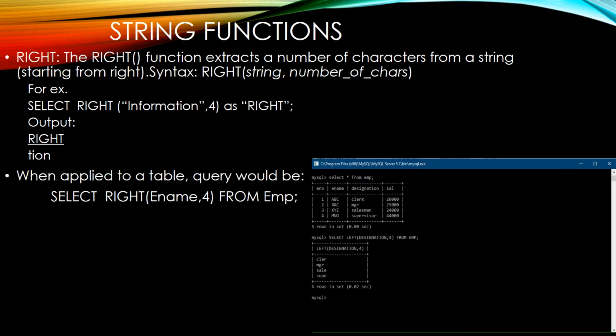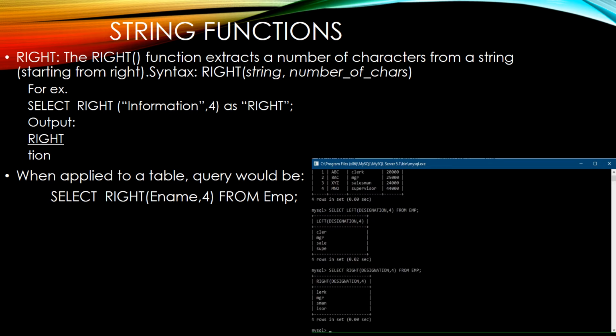The right function can also be used in the same manner as we have used the left function. The only difference is it will extract the characters from the right position. So you will use the right function. Now over here in our query I am retrieving 4 characters from the right side of the designation field. You can check the output. Now it is retrieving 4 characters from the right position of the string: LERK from clerk, then MGR, S-man, and ISOR from the supervisor value. So this way the right function works.